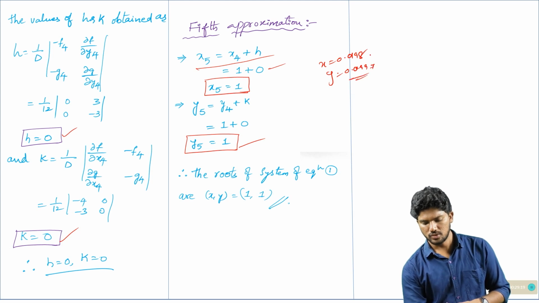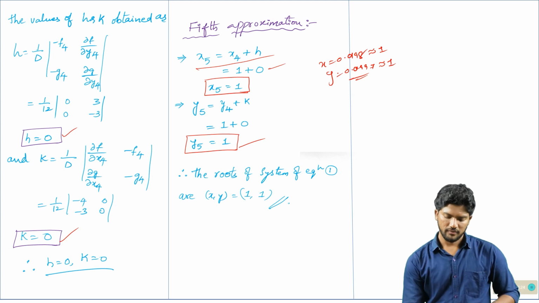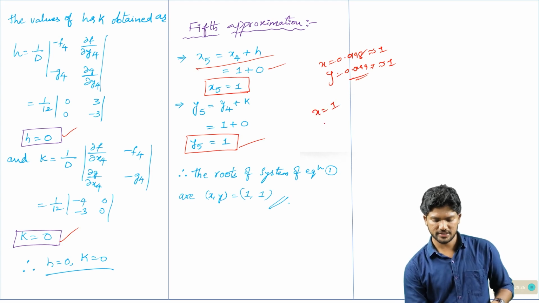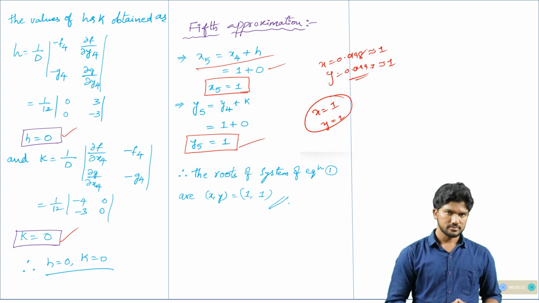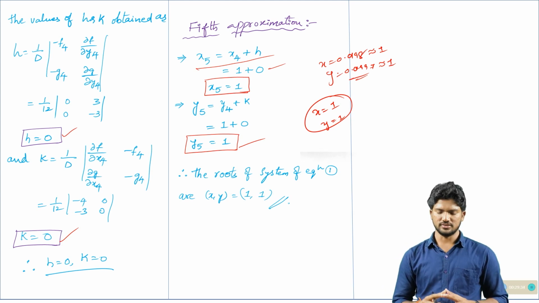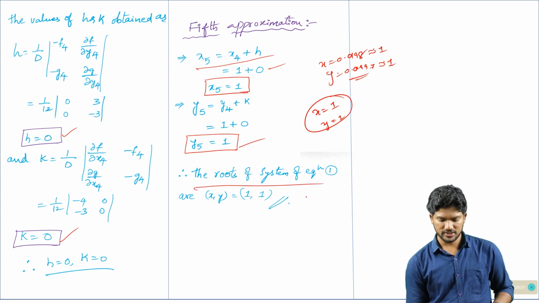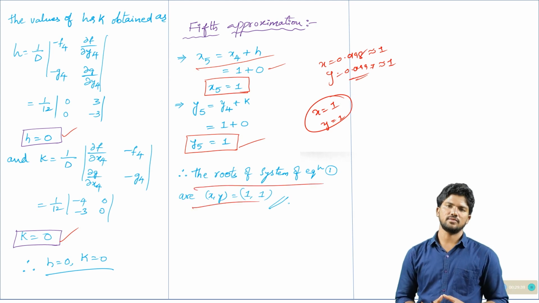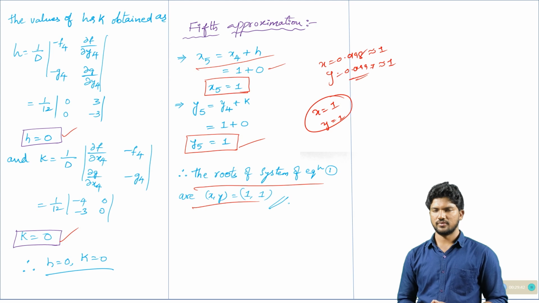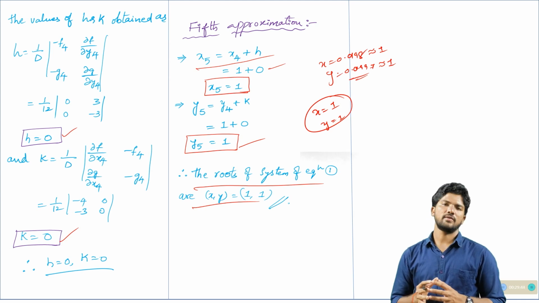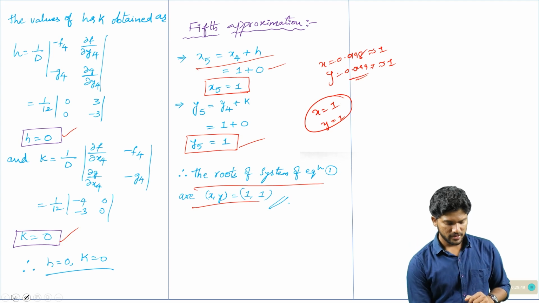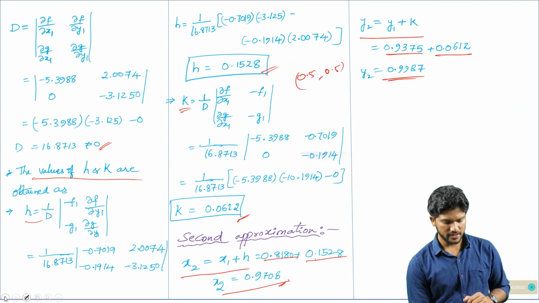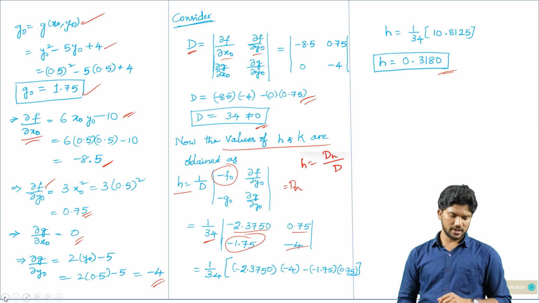0.9997. That means those are very close to 1 with the help of the iteration method. But with the help of the Newton Raphson method, we got x is equal to 1 and y is equal to 1. These are the actual roots of the given system of nonlinear equations. Therefore the roots of the system of equation number 1: x comma y is equal to 1 comma 1, x5 comma y5 is equal to 1 comma 1. This is the total explanation of the Newton Raphson method for a system of nonlinear equations.